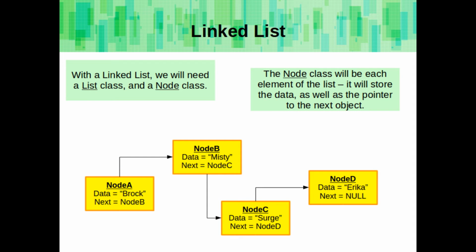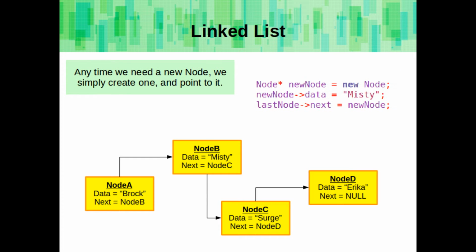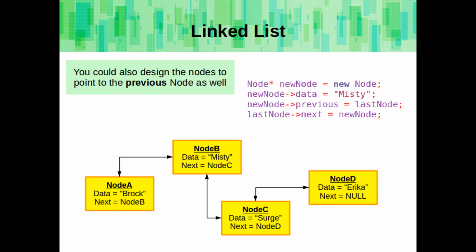With a linked list, we will need a list class and a node class. The node class will be each element of the list. It will store the data, as well as the pointer to the next object. Anytime we need a new node, we simply create one and point to it. You could also design the nodes to point to the previous node as well. This would be a doubly linked list.